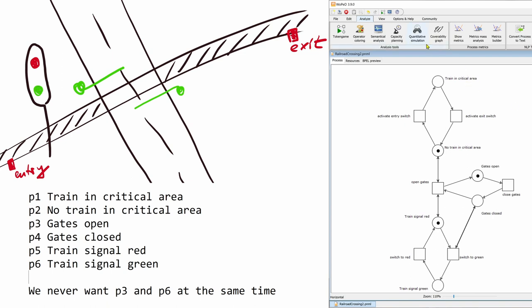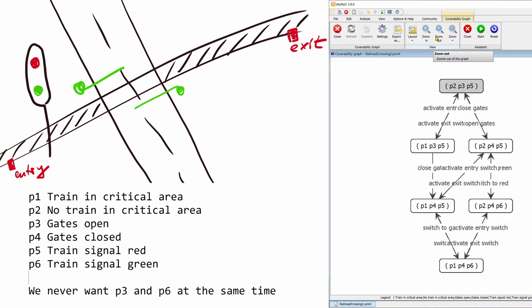So if we click on the coverability graph here, and this gives us, in fact, the reachability graph in the case of bounded places, we can see that P3 is only occurring here and is never together with P6. And P6 is only occurring down here, never together with P3. So our security condition is met.